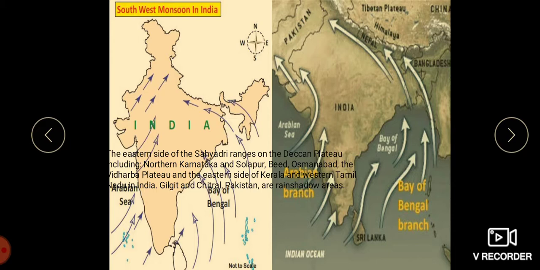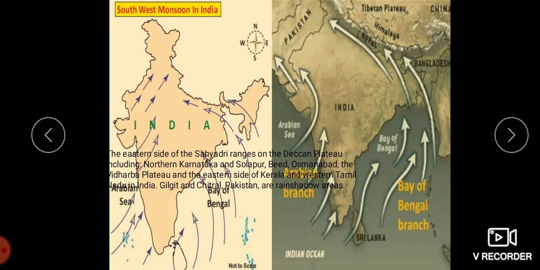From the northeast. Hence, this season is called the northeast monsoon season. It is a season of unsettled weather conditions. During this period, India receives 13% of its annual rainfall. Tamil Nadu, Andhra Pradesh and Orissa get heavy rainfall during this season.